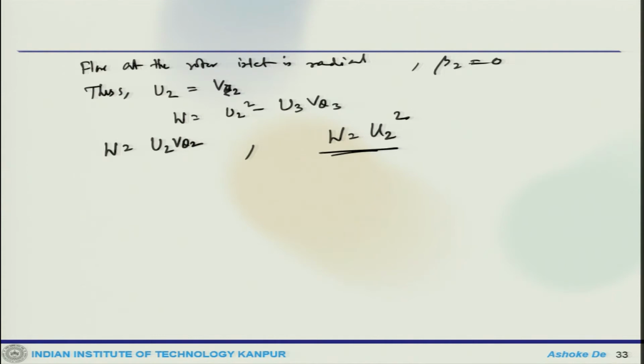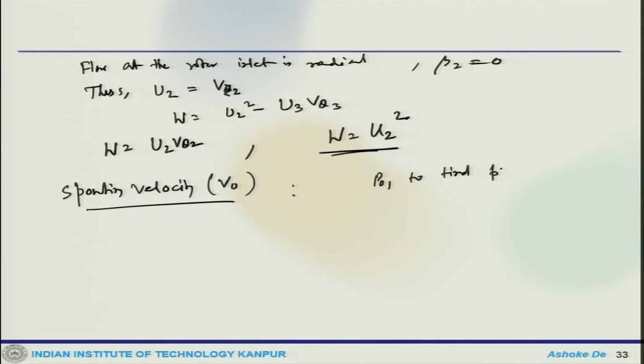So, now we can look at the spouting velocity, which is V naught. This term spouting velocity originally came from the hydraulic turbine design practice. This is defined as the velocity that has associated kinetic energy equal to the isentropic enthalpy drop from turbine inlet stagnation pressure P naught 1 to final pressure.